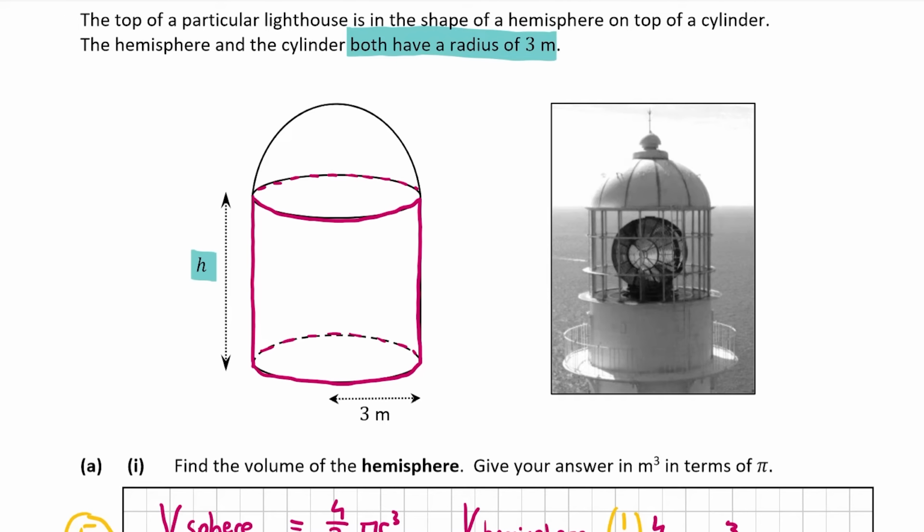However, we do have the radius, and the radius is 3 meters. We're also told at the start of the question that the radius of the cylinder is 3 meters as well. So now we can pop in 3 for r, and we're also told what the volume is. So we can pop in 36 pi for the volume, and then we can solve for h, which is the height.